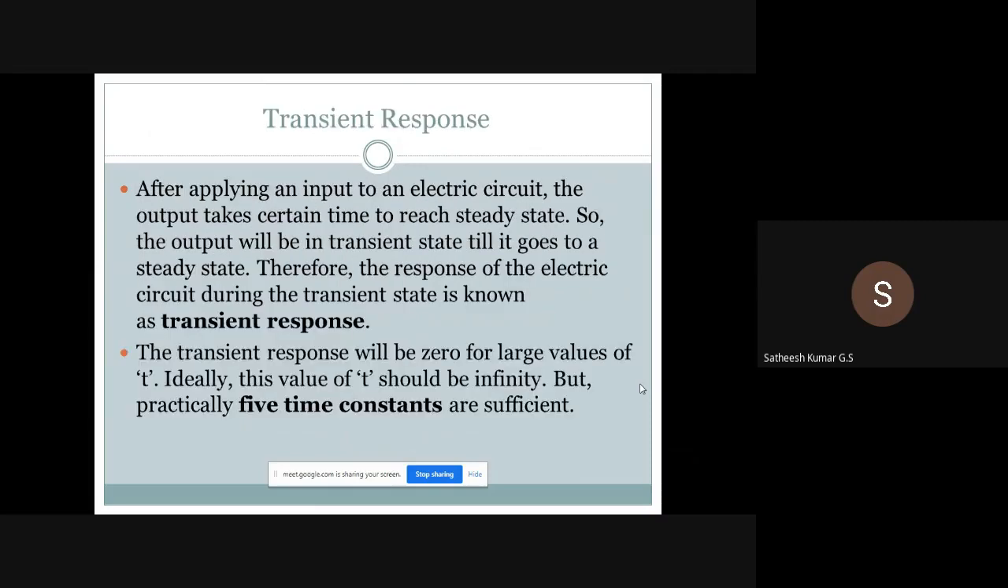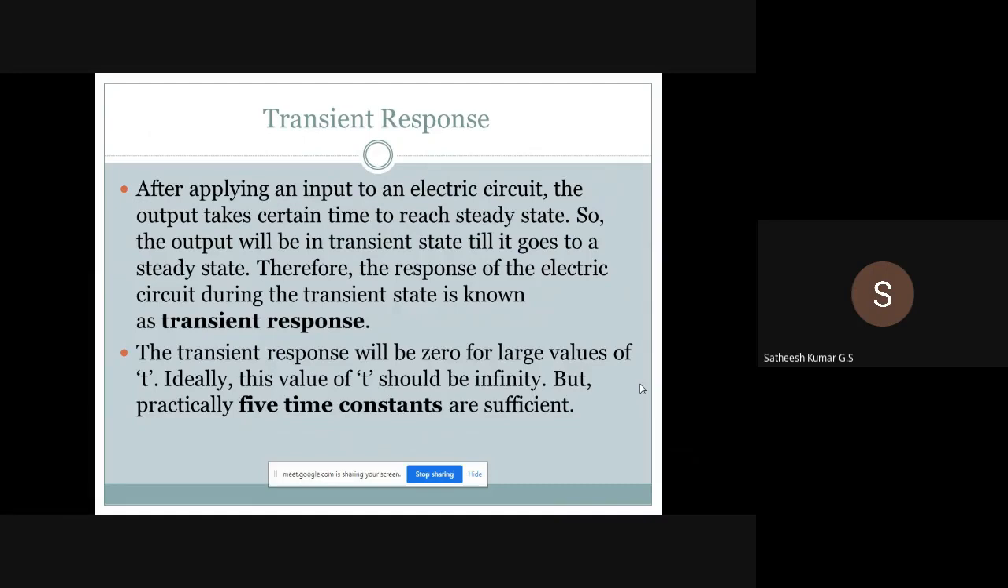Okay, so what is transient response? After applying an input to the electrical circuit, the output takes certain time to reach the steady state, right? So the output will be in the transient state till it goes to the steady state. It will vary based on the input. Maybe it will increase or decrease. It will get some oscillation, and it will attain the original steady level. Therefore, the response of the electrical circuit during the transient state is known as transient response.